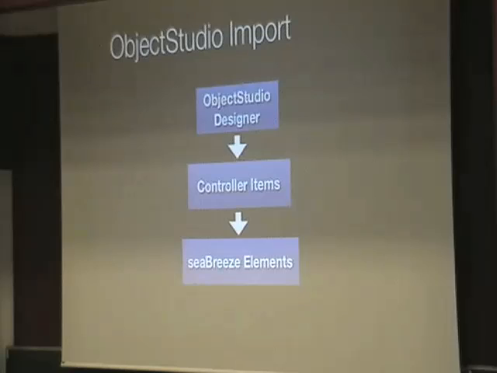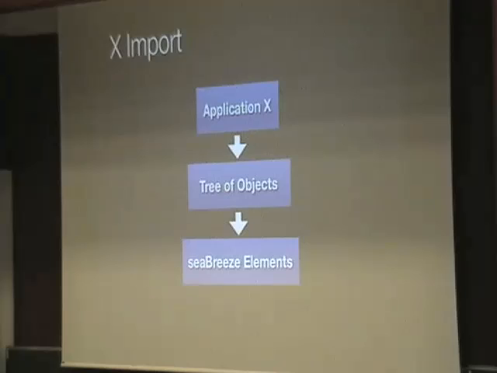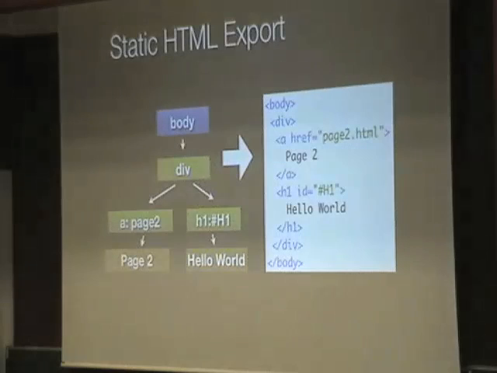We also support Object Studio, so you can have an Object Studio form. We're currently working on it. It's not yet finished, but the idea is that you have the Object Studio UI, the objects, and they are converted to SeaBreeze elements and presented on the web. So basically you can have application X, and this has a tree of objects, and they are converted to SeaBreeze elements. You can also export HTML websites. This is done through the InDesign importer. So you got the structure and it just renders out.